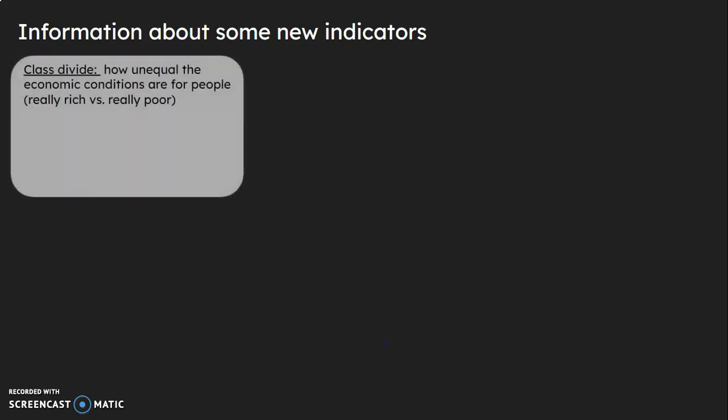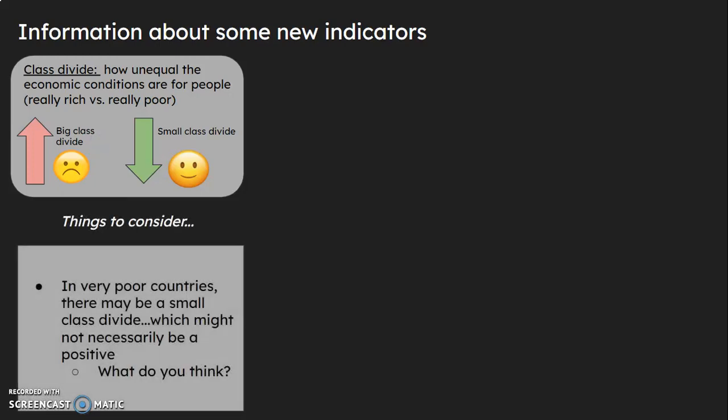Three more indicators. Class divide, how unequal the economic conditions are for people, really rich versus really poor. So usually if there is a big class divide, if there is a huge gap, we only have really wealthy people and really poor people in the country with no middle class, that is not healthy for the economy and the quality of life is not good. Small class divide, the better. However, think about this. In very poor countries, there may be a small class divide, which might not necessarily be a positive thing. Why do you think that is?